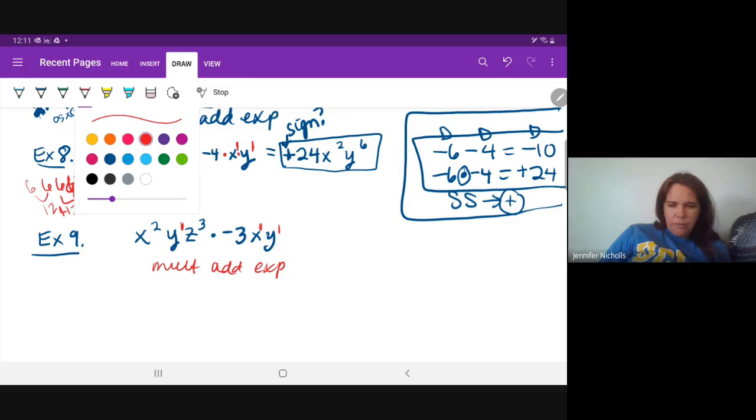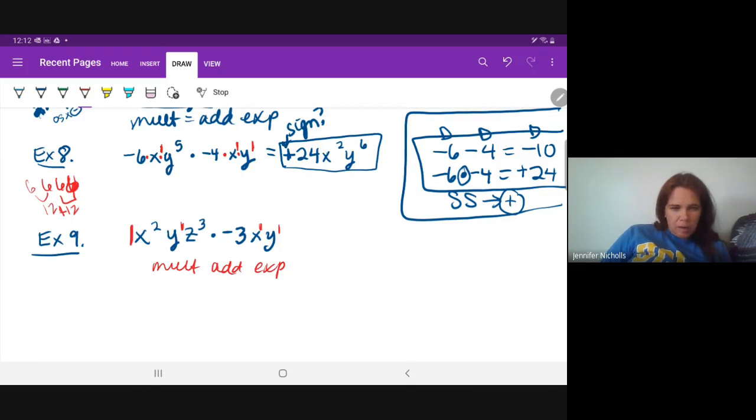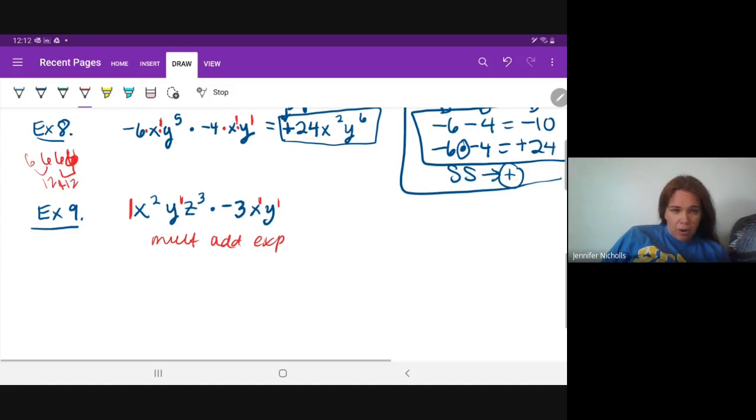Okay, but I need a coefficient actually. I'm also missing a coefficient. Which one needs a 1? The one I'm talking about is the one in the front. This one. Yeah, 1x squared y to the first z to the third. And you guys remember, making mistakes makes you learn. So it's absolutely no problem to make an error. It's worse to not be answering.